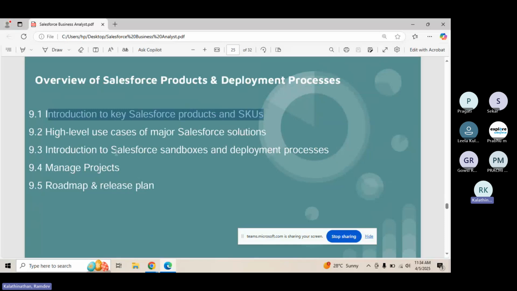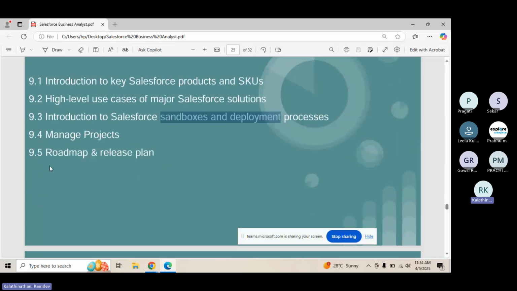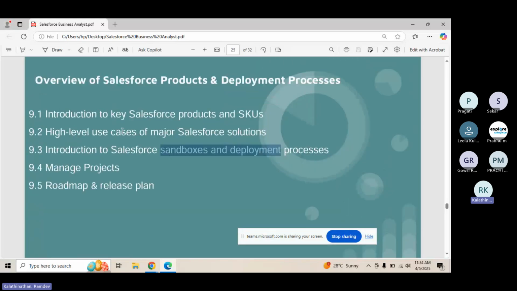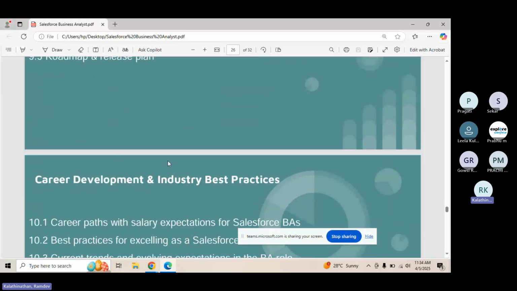And we also need to know different sandboxes. Today, I was speaking about development, QA, UAT, production, and all that, right? So different sandboxes and the deployment process on a high level, we'll get to understand, and how to manage projects and how to release from one platform to the other. Again, these are technical, but I will only cover the areas where BAs need to be aware of, right? So that is one thing.